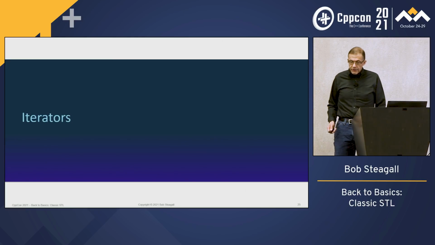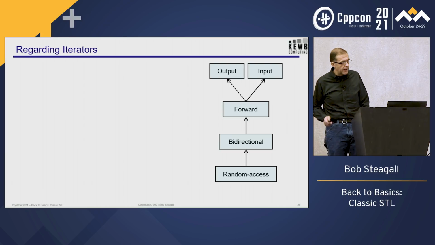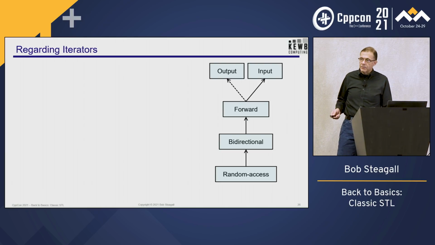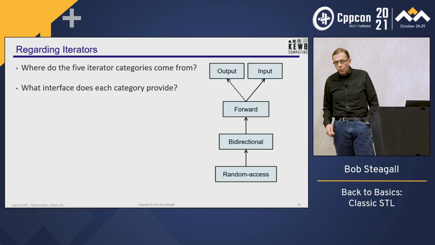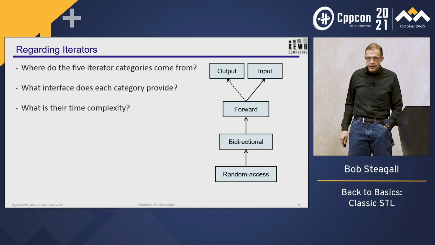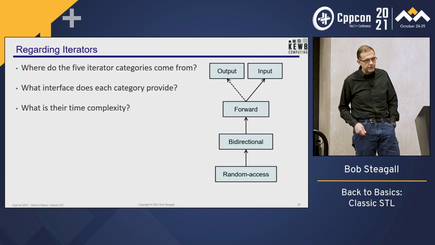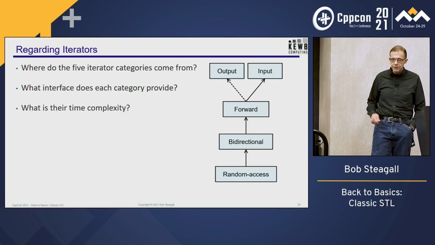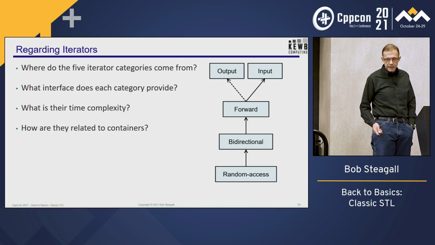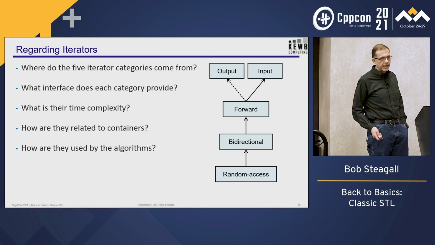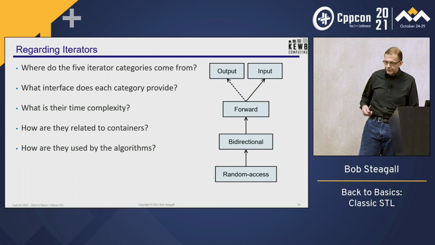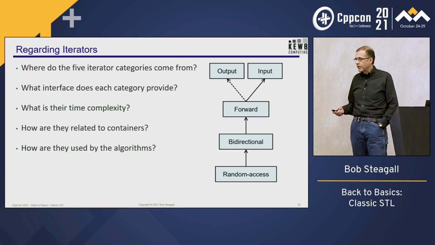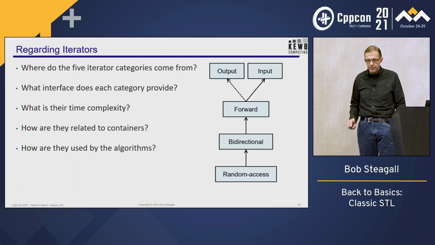So let's talk about iterators. We've got the 5 categories of iterators, and it's legitimate to ask yourself, where do the 5 categories come from? What interface does each category provide? What is the time complexity associated with iterators and the operations they provide? How are they related to containers? How are they used by algorithms? I'll try to answer these questions in some level of detail. Probably not as much as you would like, but as much as time permits.